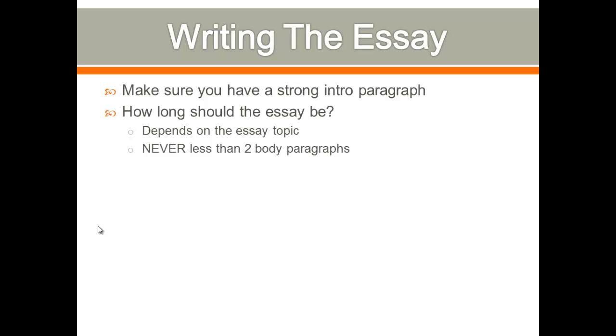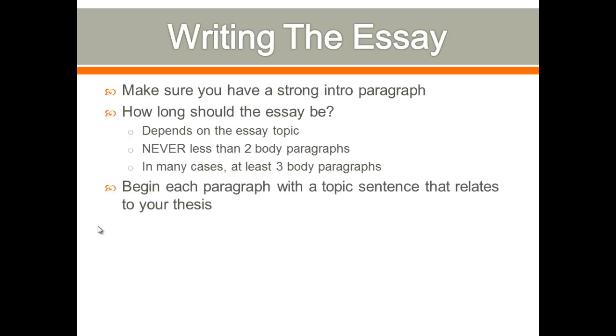You should have a minimum of 2, and in many cases at least 3 body paragraphs, especially if you have to talk about social, political, and economic effects of something. That's when you can devote 1 paragraph to social, 1 paragraph to political, 1 paragraph to economic. And again, in many cases, you should have at least 3 body paragraphs.